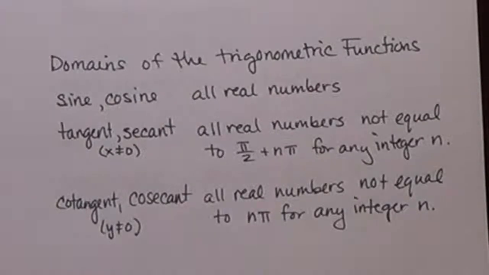For cotangent and cosecant, we're looking at something similar, but here we have to be careful where y is 0. So here we want all the values where y is not 0, which means that t cannot be along the x-axis. So we're looking at things like 0, pi, 2 pi, 3 pi, etc. So our domain for cotangent and cosecant is all real numbers not equal to n pi for any integer n.